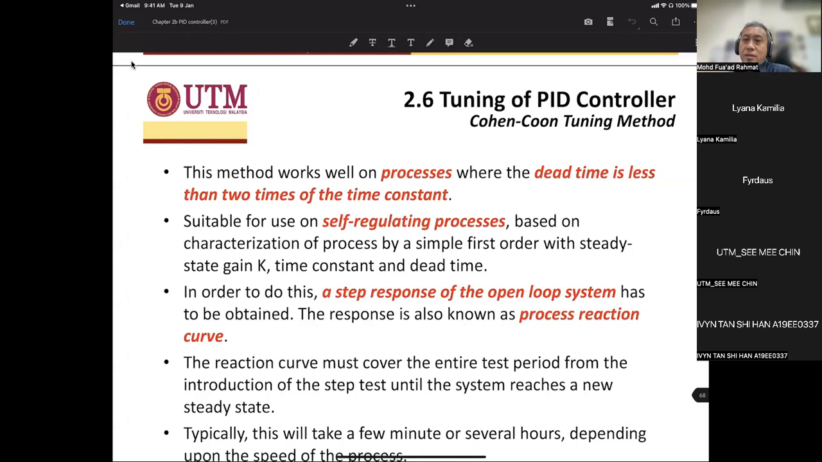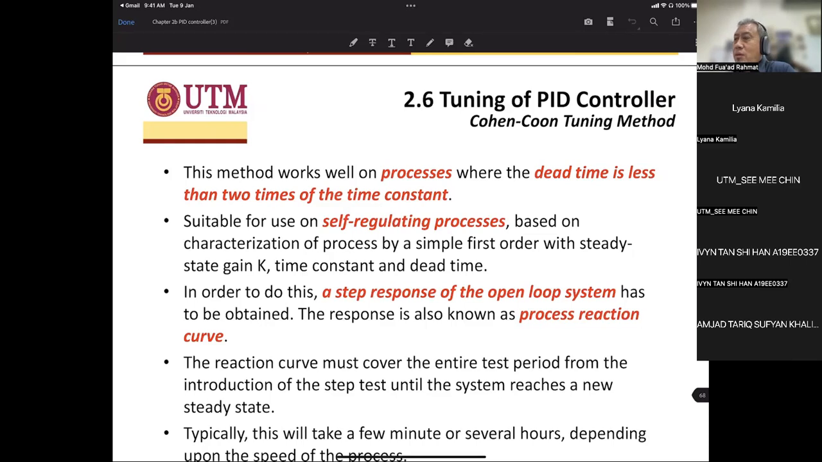For today's class, we make it online first because the classroom seems not ready yet. So inshallah, on Wednesday we will apply face-to-face, at 12 p.m. So we go to 2.6, chapter 2b. Hello? Okay.